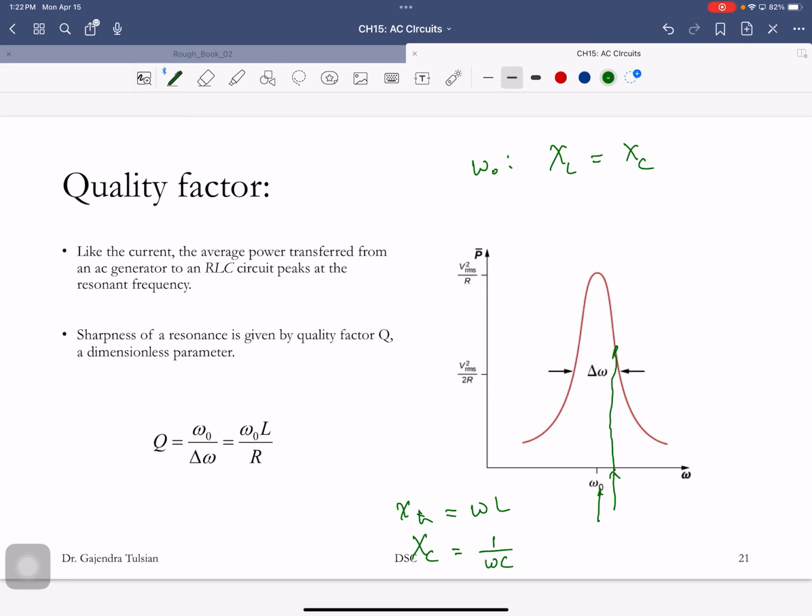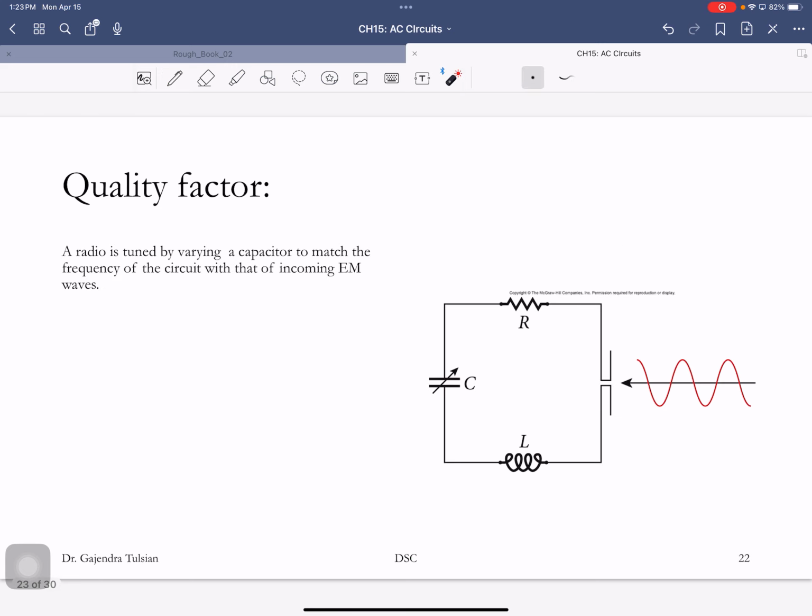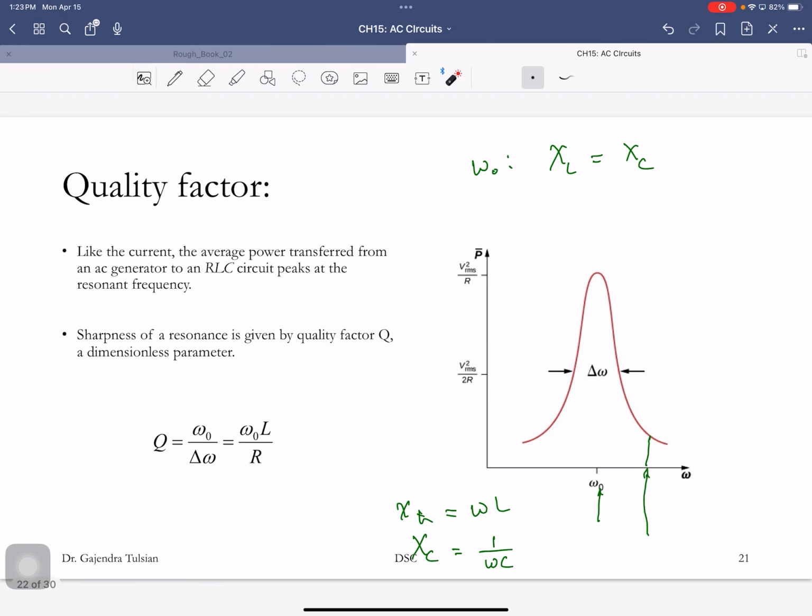And if your peak was sharp and the nearby station only delivered this much power, then you'll get a very clear signal. So your tuner will be good. So what you want in a tuning circuit is a very sharp peak and a very high quality factor.